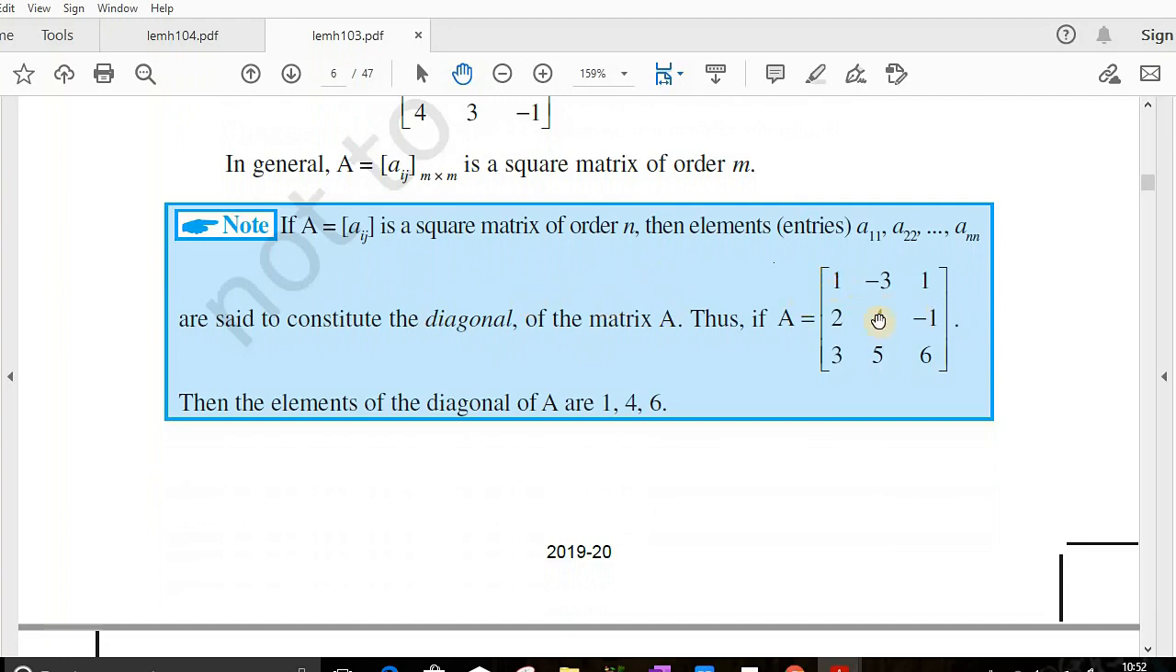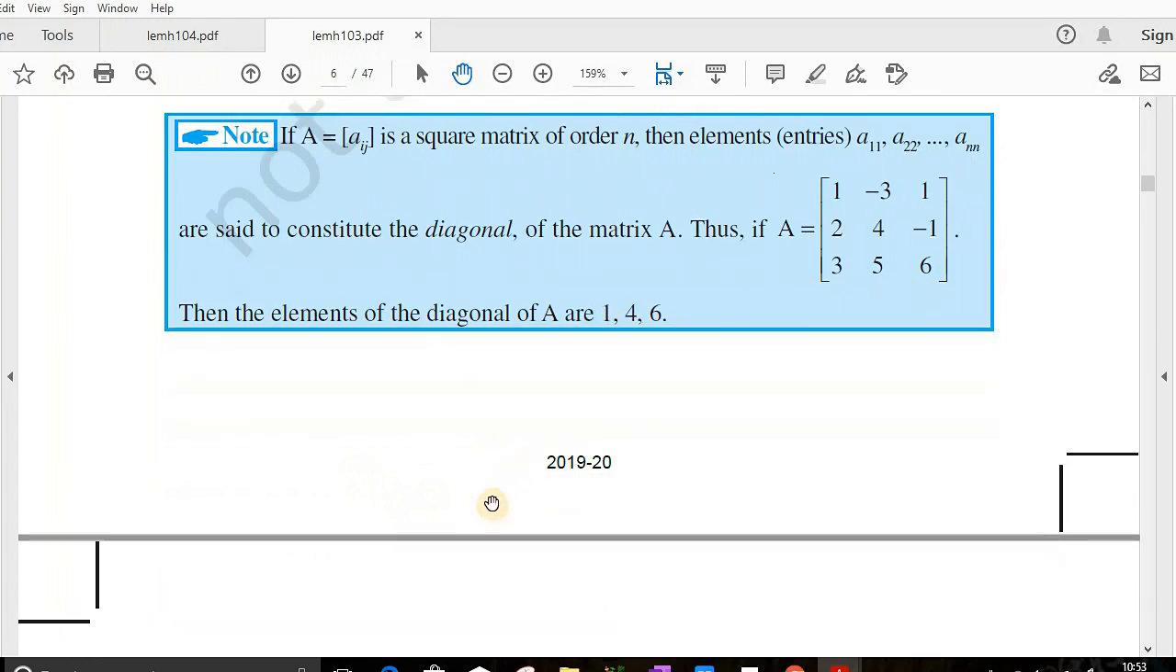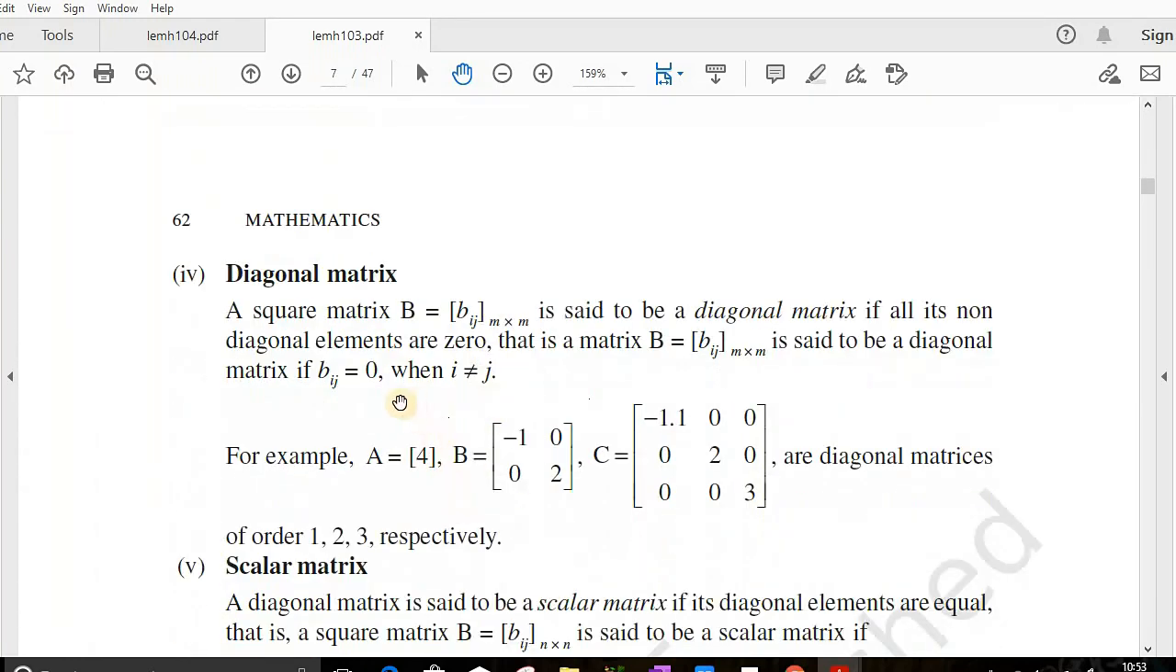Whenever you see a square matrix there is something called the diagonal. This is called a diagonal; these others are called off diagonal, but we don't care about that. When we refer to the diagonal of a matrix we refer to these terms. The suffixes of the diagonal are a11, a22, a33, a44, and so on up to ann. In this matrix, the diagonal elements are 1, 4 and 6.